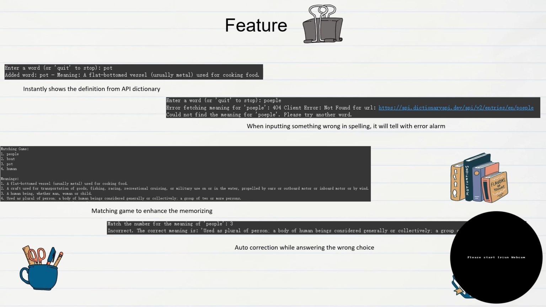I will show you the special features of this program now. We can use this to get the definitions instantly. If there's any error, the program will show it itself. The matching game is also an effective tool to enhance memorizing. There will be auto corrections when there are mistakes in the game, just like a teacher in school will guide you to the correct answers.